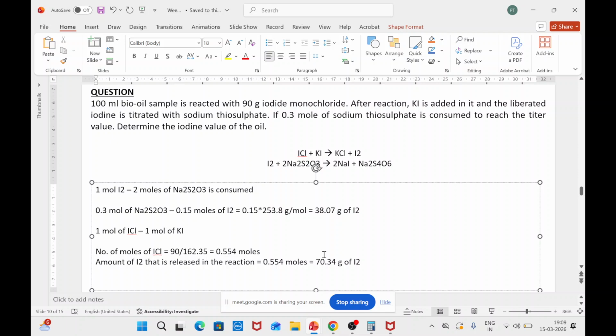So the difference is nothing but 70.34 minus 38.07 grams. So that is nothing but 32.27 grams of I2 in 100 ml of bio oil.